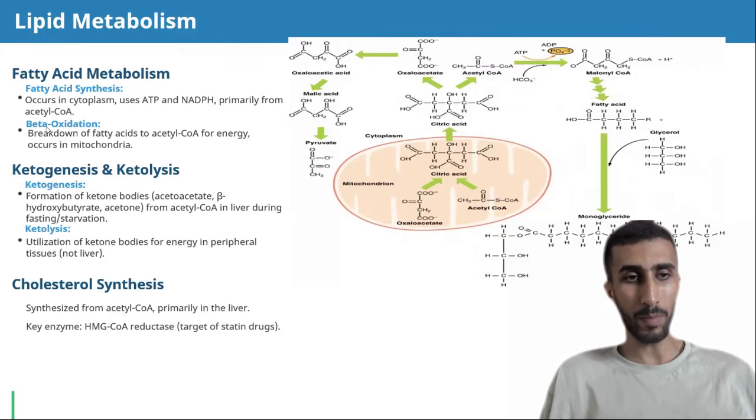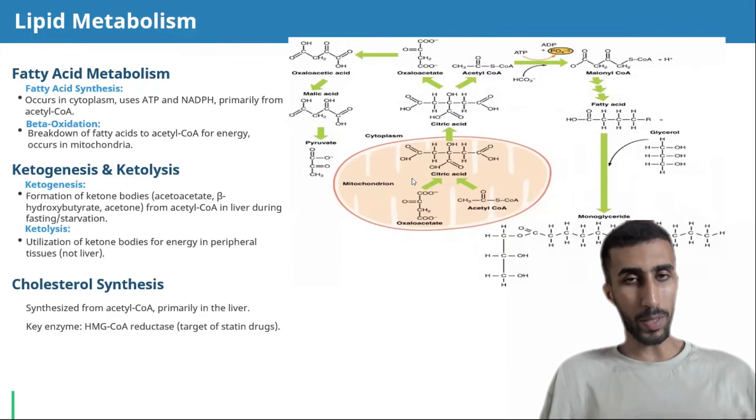On the other hand, beta oxidation. So the fatty acid comes from the fatty acyl CoA. This fatty acyl CoA cannot go into the mitochondria. So remember, fatty acid synthesis occurs in the cytoplasm. On the other hand, beta oxidation occurs in the mitochondria. So here we also need the citrate shuttle to get fatty acyl CoA inside the mitochondria.